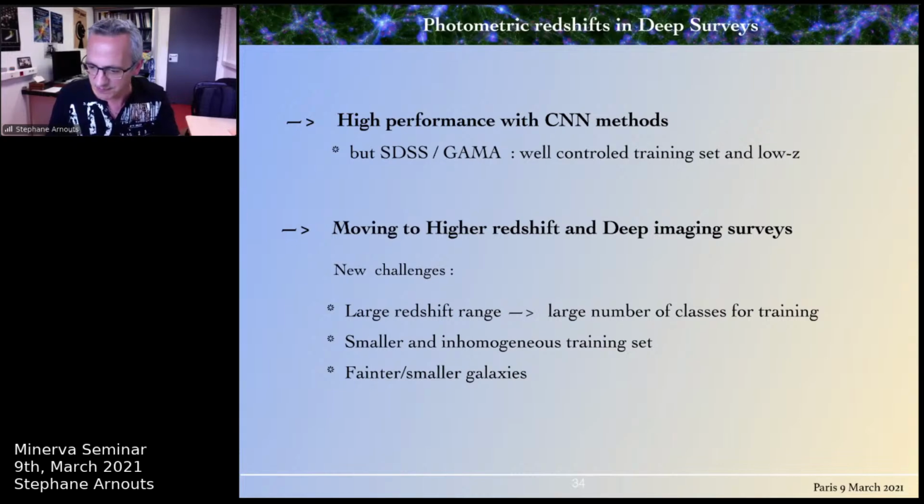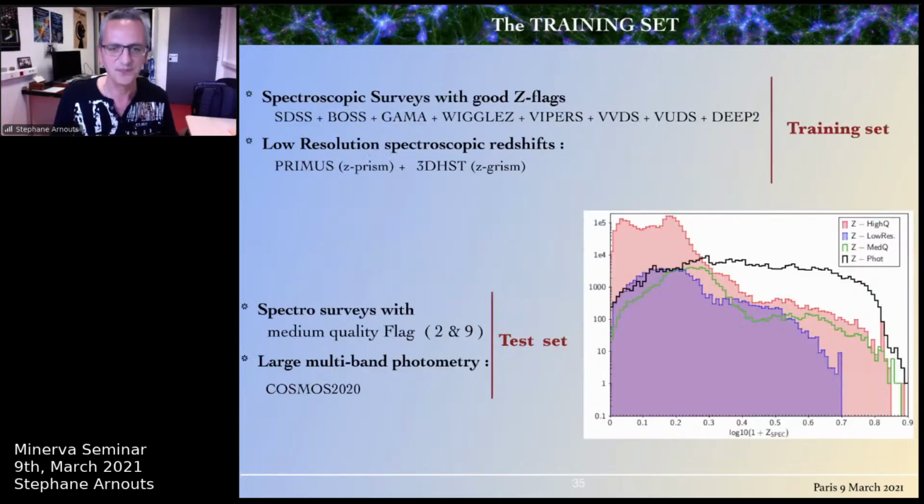So I will move to deep imaging surveys and much higher redshifts, where you start to have problems in the homogeneity of the training set. To do that, I combine several spectroscopic surveys together. The training set contains all the very famous spectroscopic surveys available at that time, and also some specific low resolution spectroscopic surveys based on the GRISM or a PRISM, which are basically Primus and 3D HST. Some others are not used, but I will show some comparisons. And I will show some comparison with Cosmos 2020, the latest version of the Cosmos field photometric redshifts.